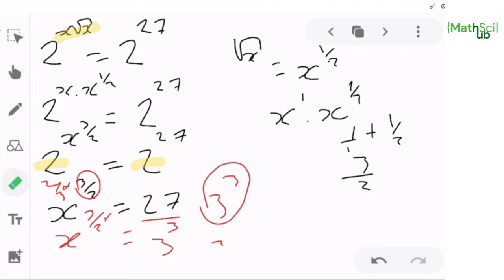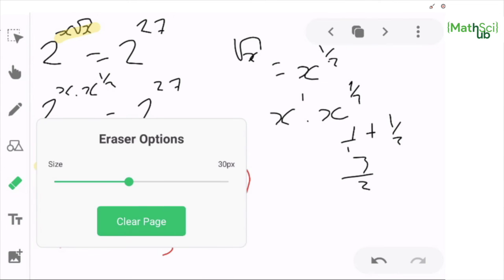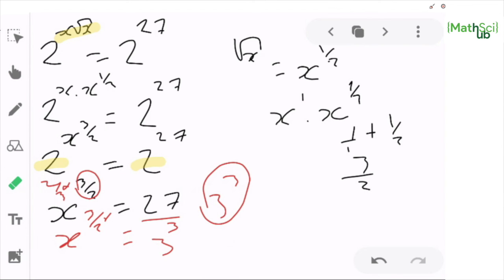Meaning if we tip and times, your x would be equal to 3 to the power of 3 over 2. Now if you tip and times here, we're going to have 2 over 3. The 3's are going to cancel out, meaning we are left with 3 squared, which is 9. So your x will be 9. I hope that makes sense to you guys.